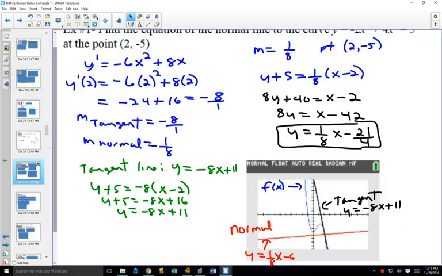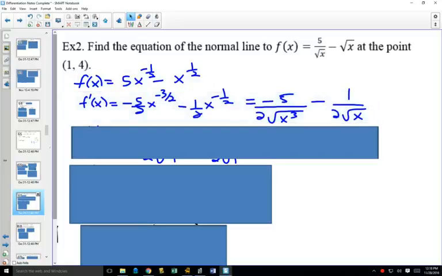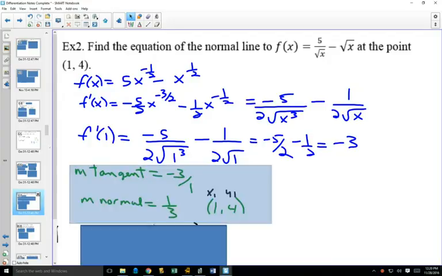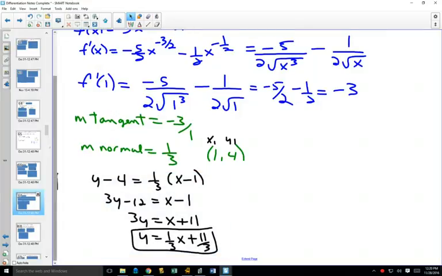So once you've done this one, if you want to try the next one, if you want to see if you got the first things right so far, calculating your slope. So then once you've got that the slope of the tangent is -3, you can find that the slope of your normal would be 1/3. You have the point. Once you have your slope and your point, you can find the equation of your line, and it's y = 1/3 x + 11/3.